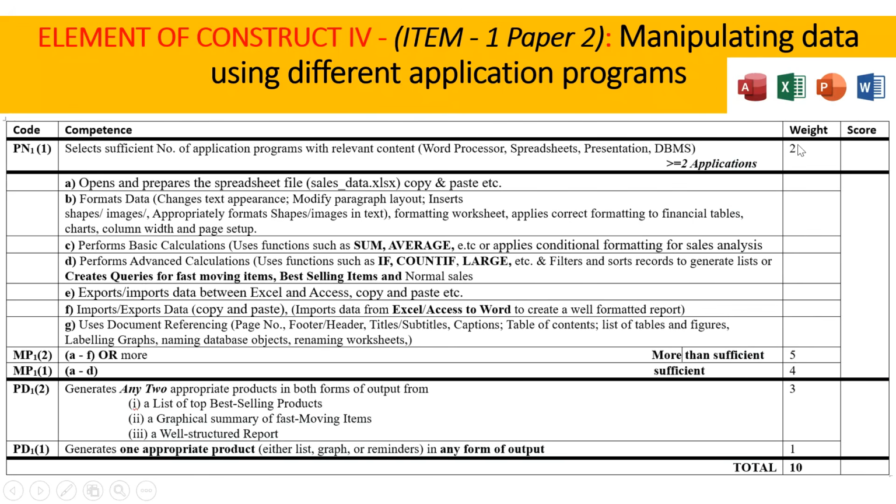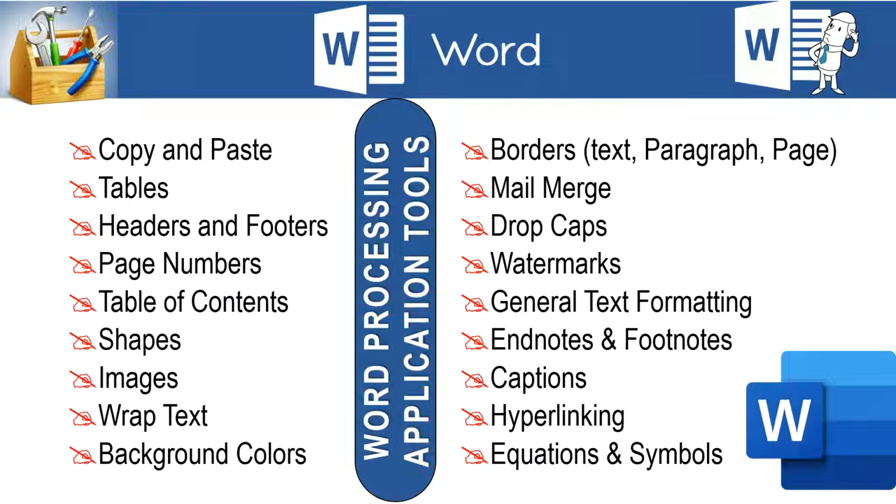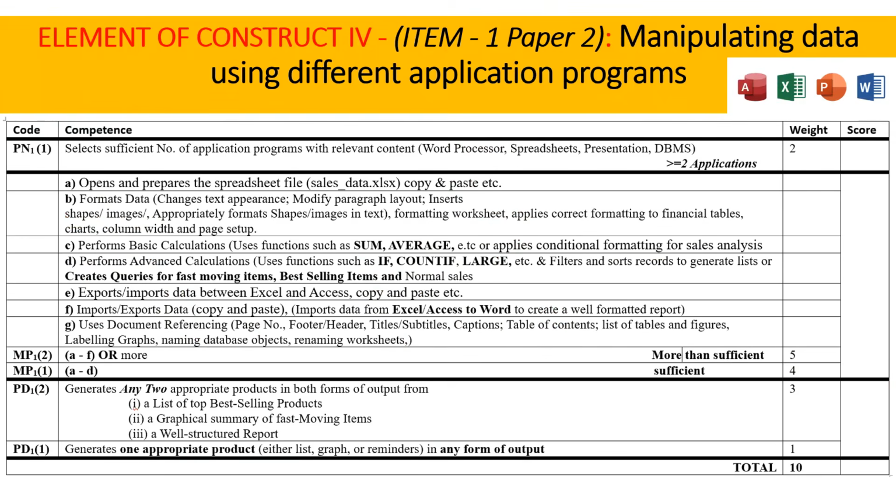Total weight 2. Then when you are manipulating data, we are looking at the following skills that are picked from this skills table, and we generate what we call a score sheet. A candidate opens and prepares a spreadsheet which can involve copy and paste. A candidate formats data.